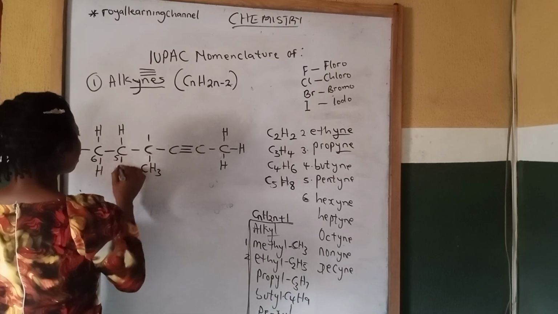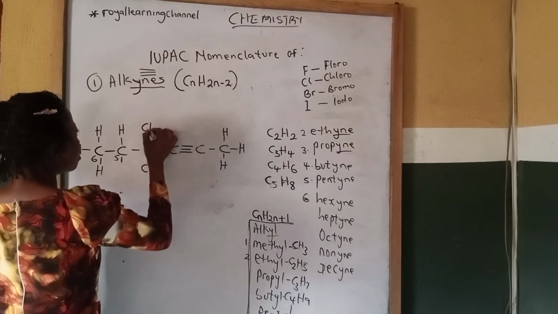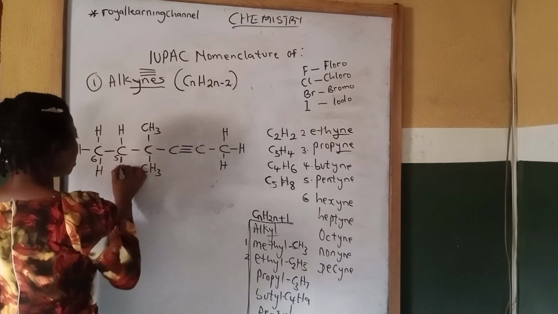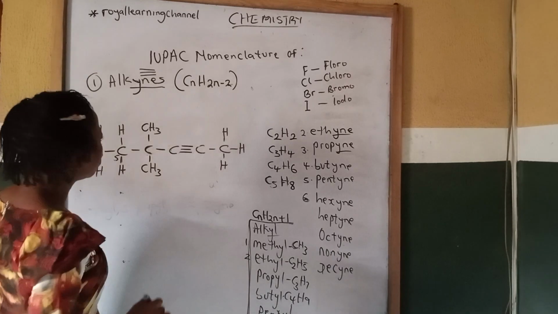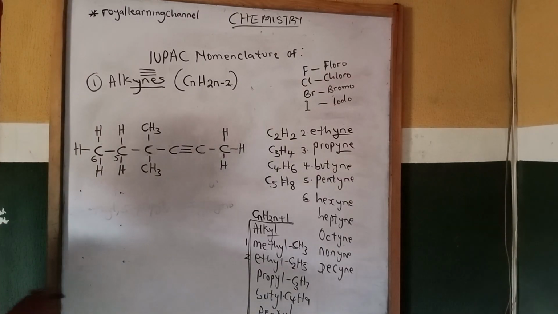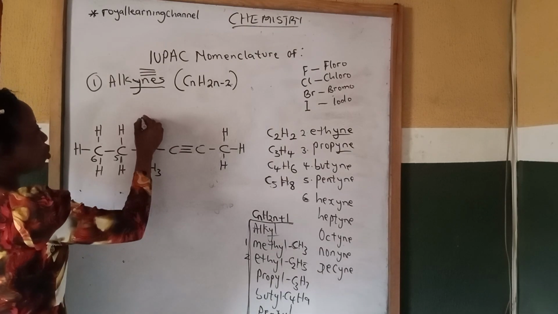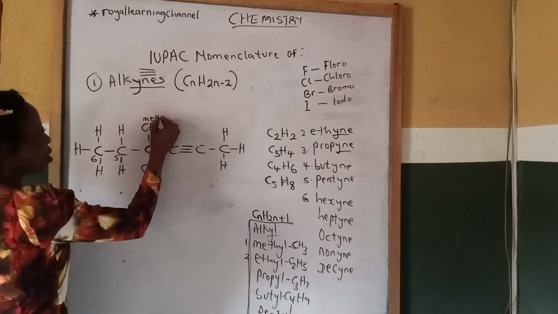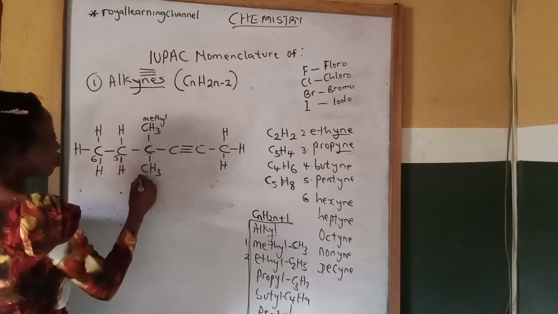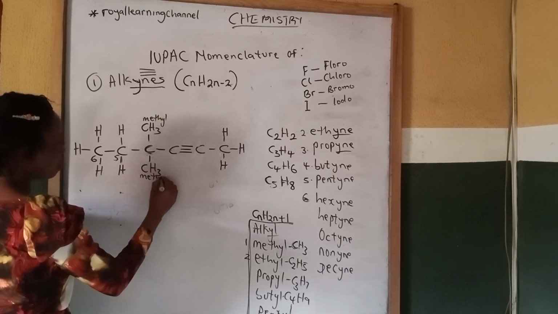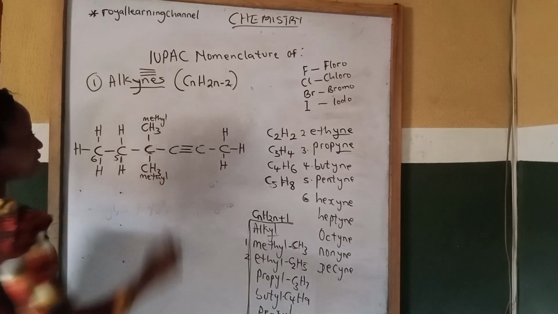CH3, CH3. So hydrogen here. Now, let's look at this structure. We have two substituents, CH3 and CH3. That's methyl. Then the second one too is what? Is methyl. So we have methyl.